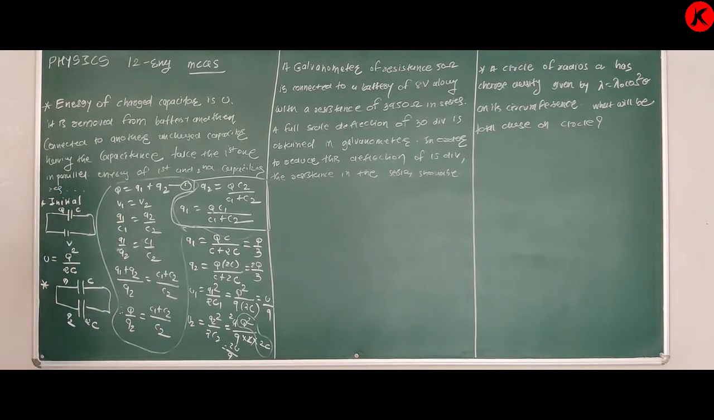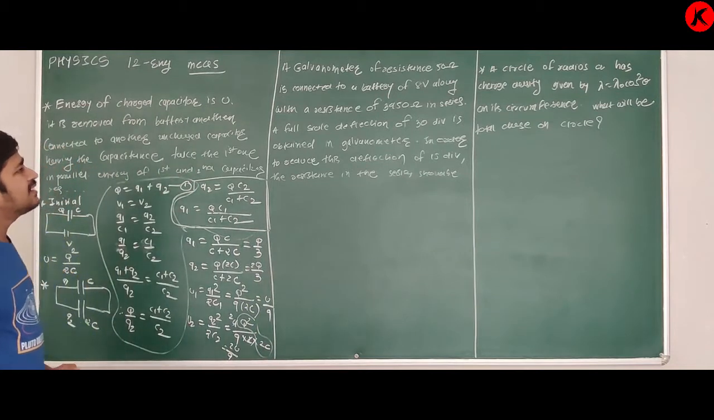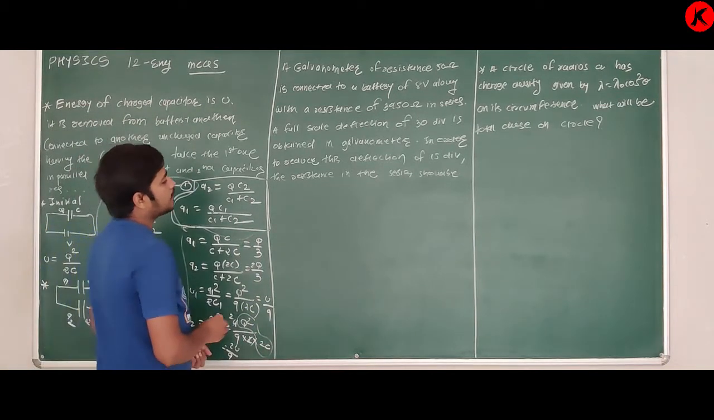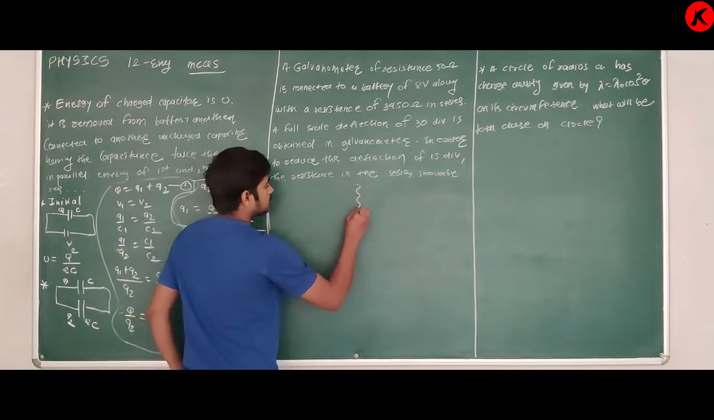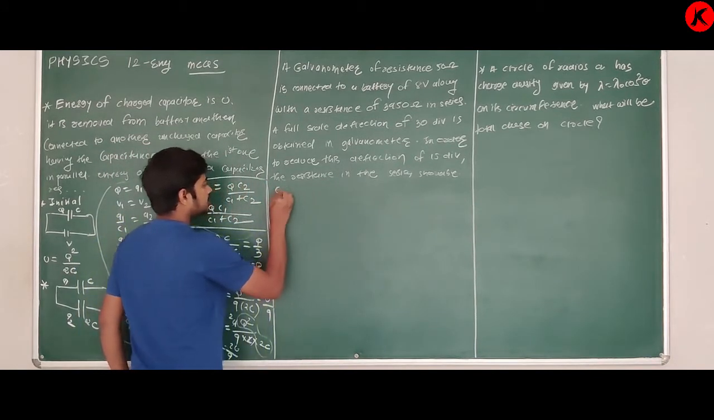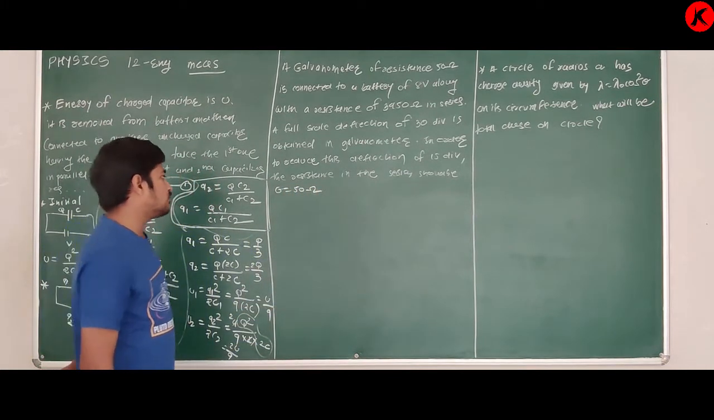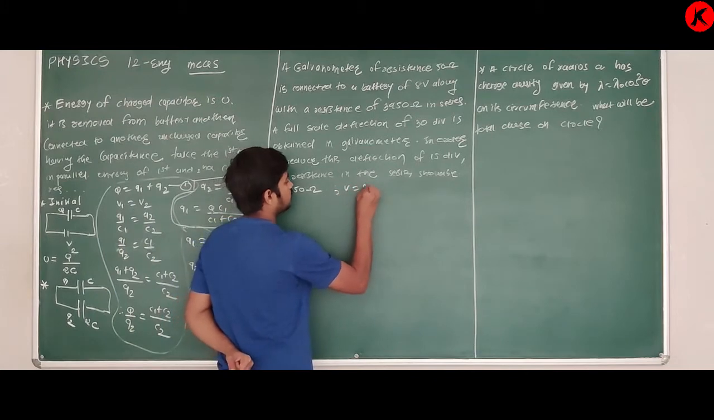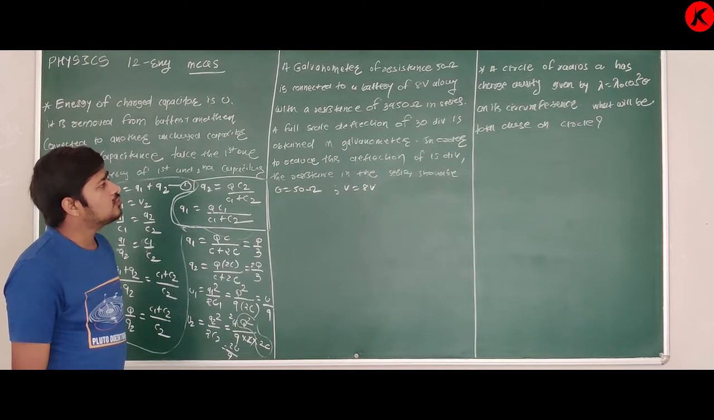Now next question. It is from chapter number 4, moving charges and magnetism. A galvanometer of resistance 50 ohm. I will write the data initially. G is equal to 50 ohm. It is connected to a battery of 8 volt, V is equal to 8 volt, with a resistance of 3950 ohm in series. A full-scale deflection of 30 division is obtained in the galvanometer.